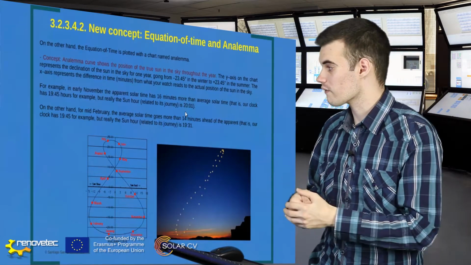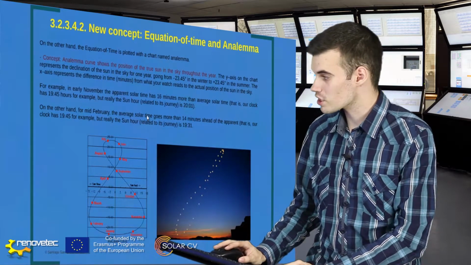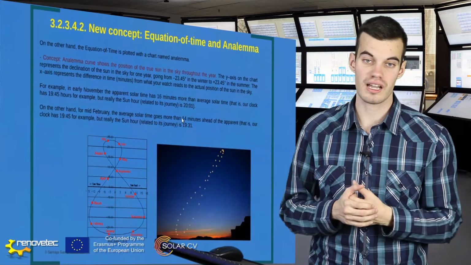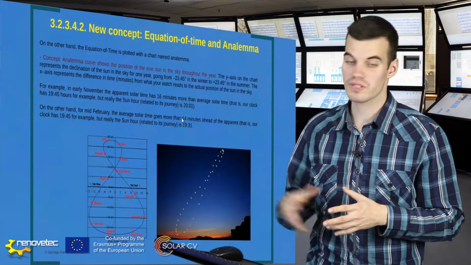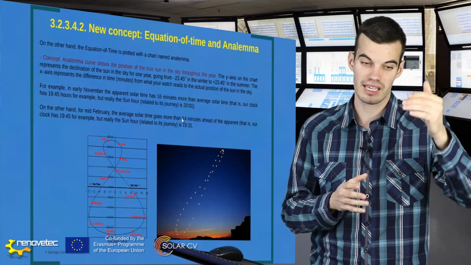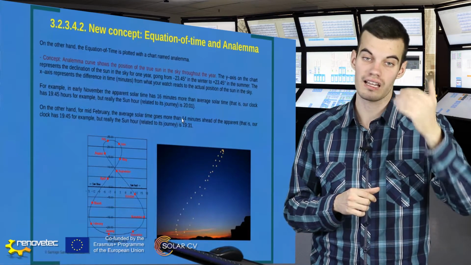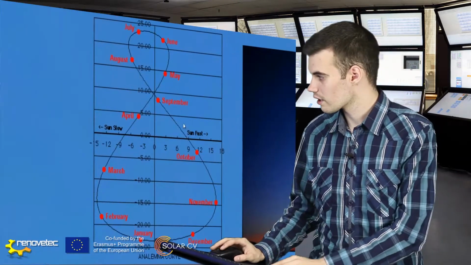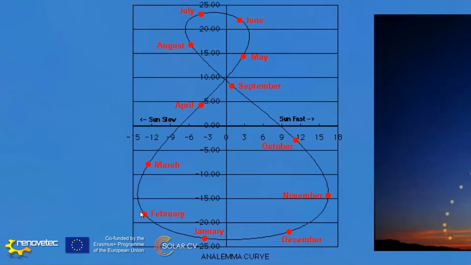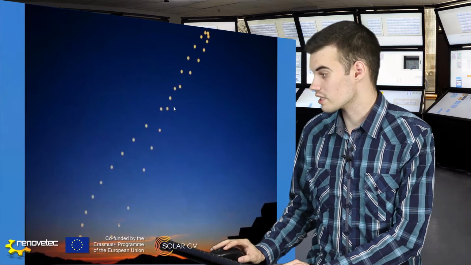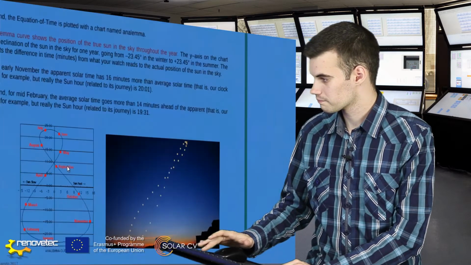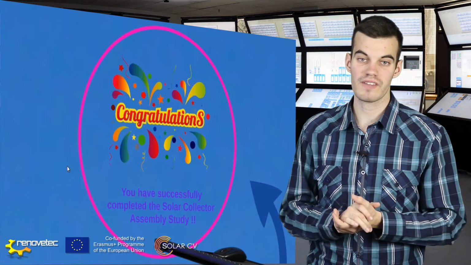And on the other hand, in February the average solar time goes more than 14 minutes ahead. So if our clock says 19:45, the sun hour is 19:31, so the night is reached in a longer time. Here we can see this concept in February and in November, where the difference is higher. And here this concept is plotted in the sky. So finally we have finished this unit.